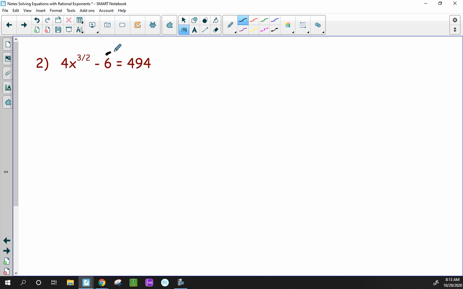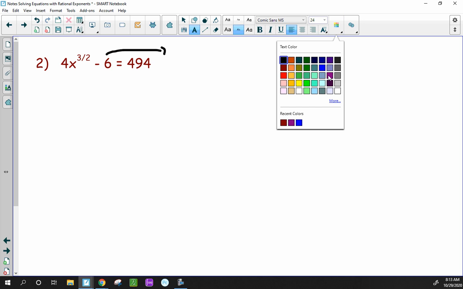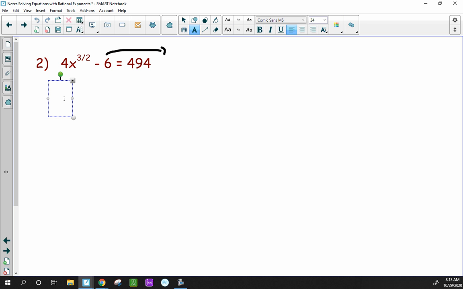So you're going to transpose first. So you're going to call this 4x to the 3/2 is equal to 494 plus 6.